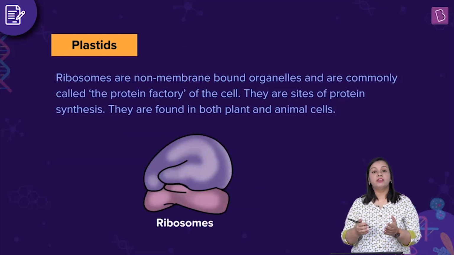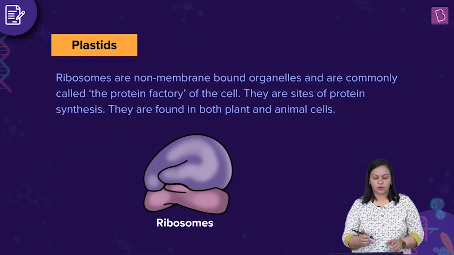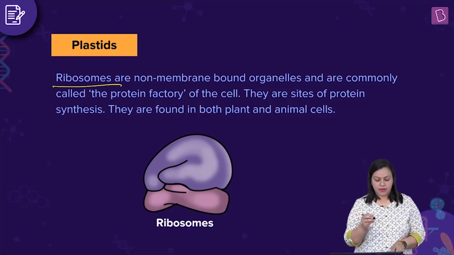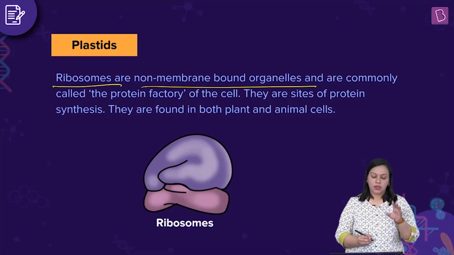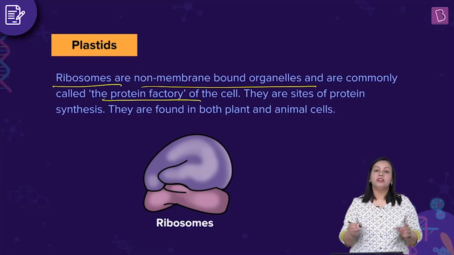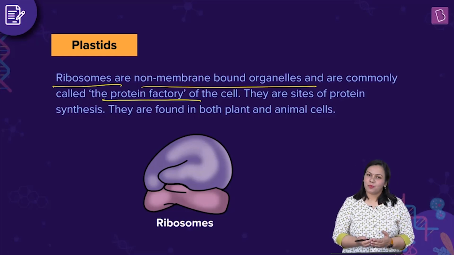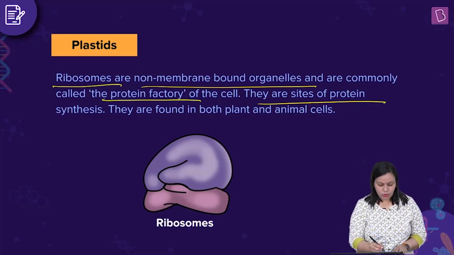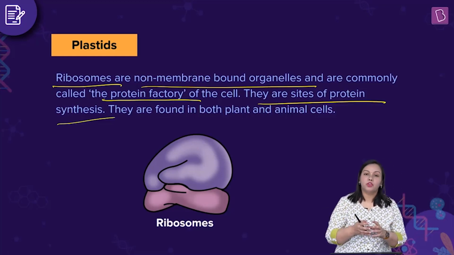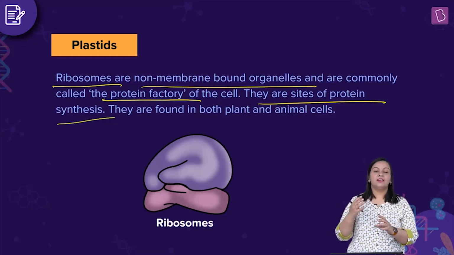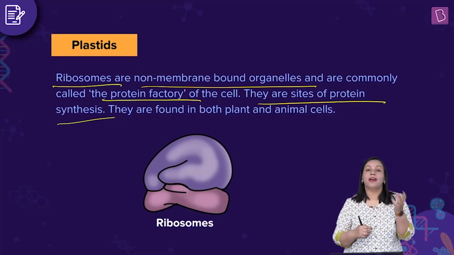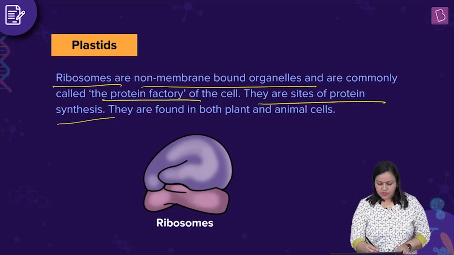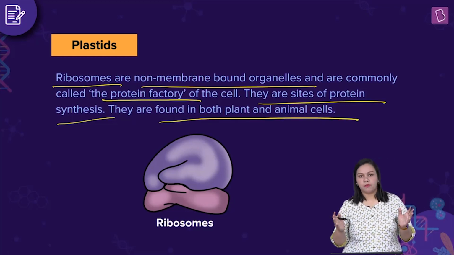Going ahead with the remaining options which were incorrect for the question, ribosomes was given as one of the options. What are ribosomes? Ribosomes are non-membrane bound cell organelles which are commonly called the protein factory of the cell. Why? Because they are responsible for synthesis of protein in the cell. They are the sites of protein synthesis. The large subunit and the small subunit of the ribosome come together only during protein synthesis. They are found in both animal cells as well as plant cells.